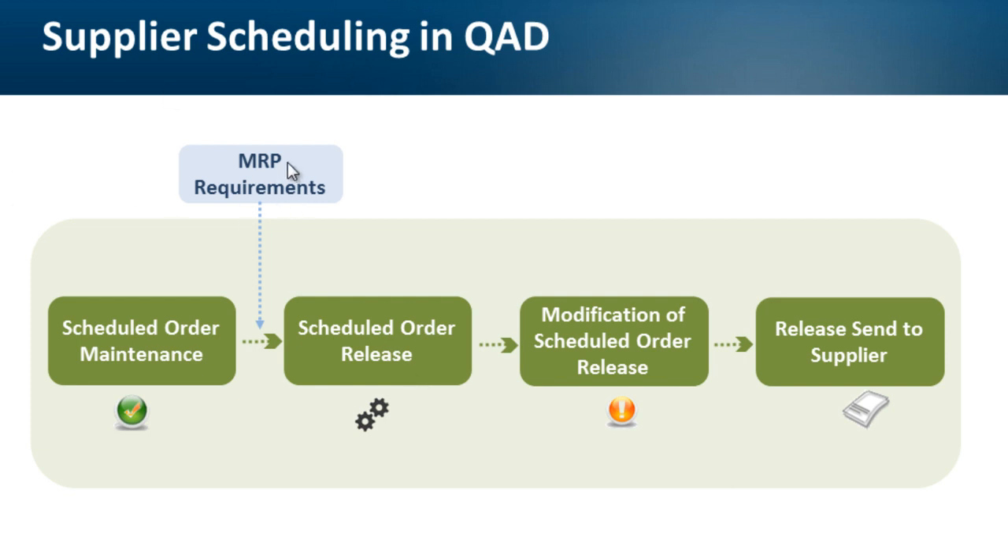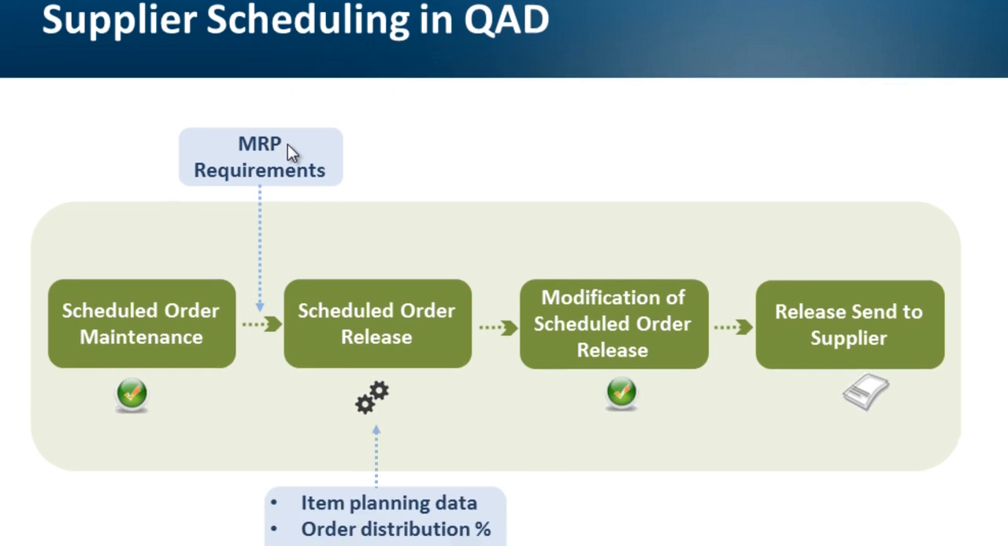These data are generated by MRP planned purchase orders, item planning data from item master, schedule order distribution percentages, supplier calendar, and data from the scheduled order itself. So ensuring that information in the scheduled order is accurate, that is what we did at the previous step, we increase the accuracy of the resulting scheduled order release and indirectly increase the efficiency of this step in our process. But what if we still need to make changes to the supplier schedule automatically generated by QED?